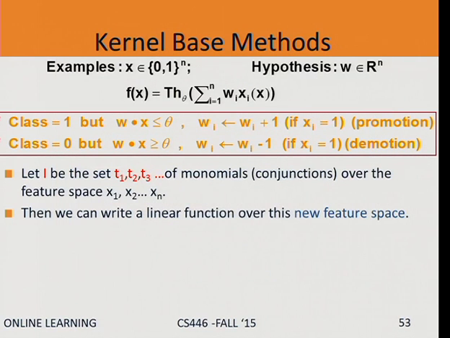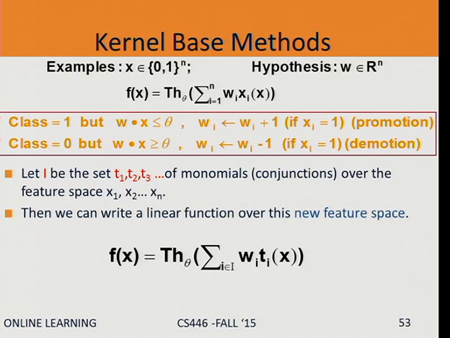So the first thing I'm going to do here is blow up my feature space. Instead of working with xi of x, I'm going to blow up my feature space now. We're talking about a discrete feature space. Instead of just x1 up to xn, my new feature space is going to be all the conjunctions over x1 up to xn. I'm going to call these conjunctions monomials. And my new feature space is going to be the set of all monomials over x1 to xn. Okay? So now my linear function is going to be over this space.